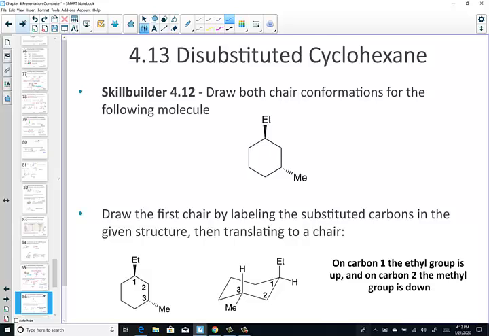Draw both chair conformations for the following molecule. So I have 1, 2, 3. At carbon number 1 is an ethyl. Carbon number 3 is a methyl. I just did that alphabetically. All right, so draw your 6-sided structure.